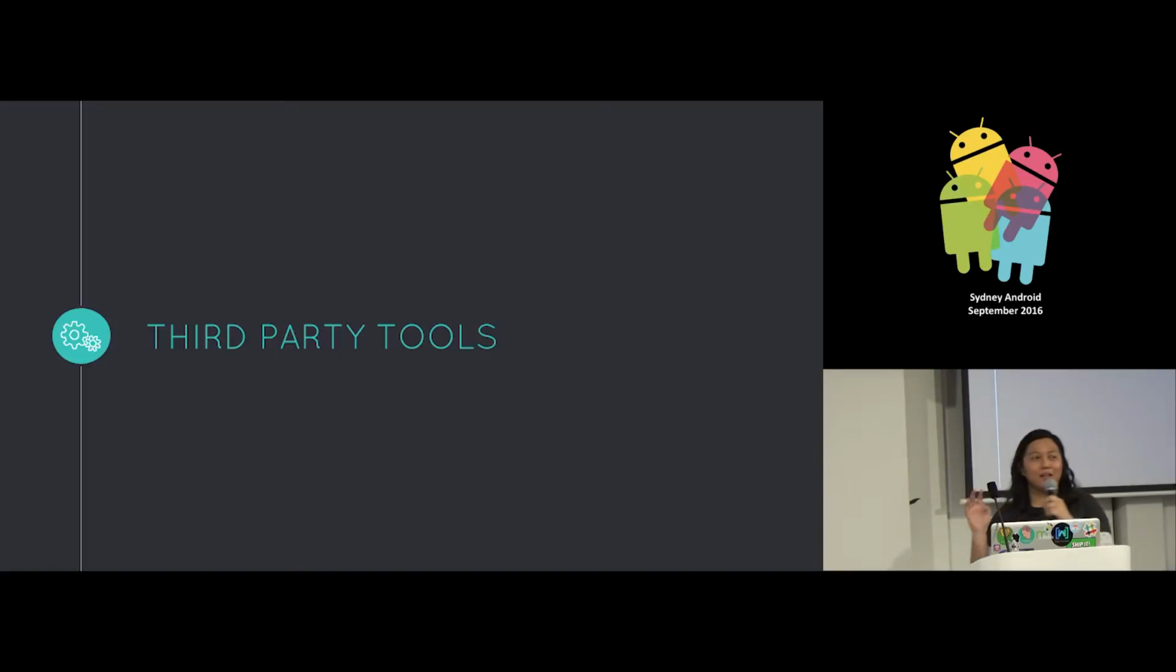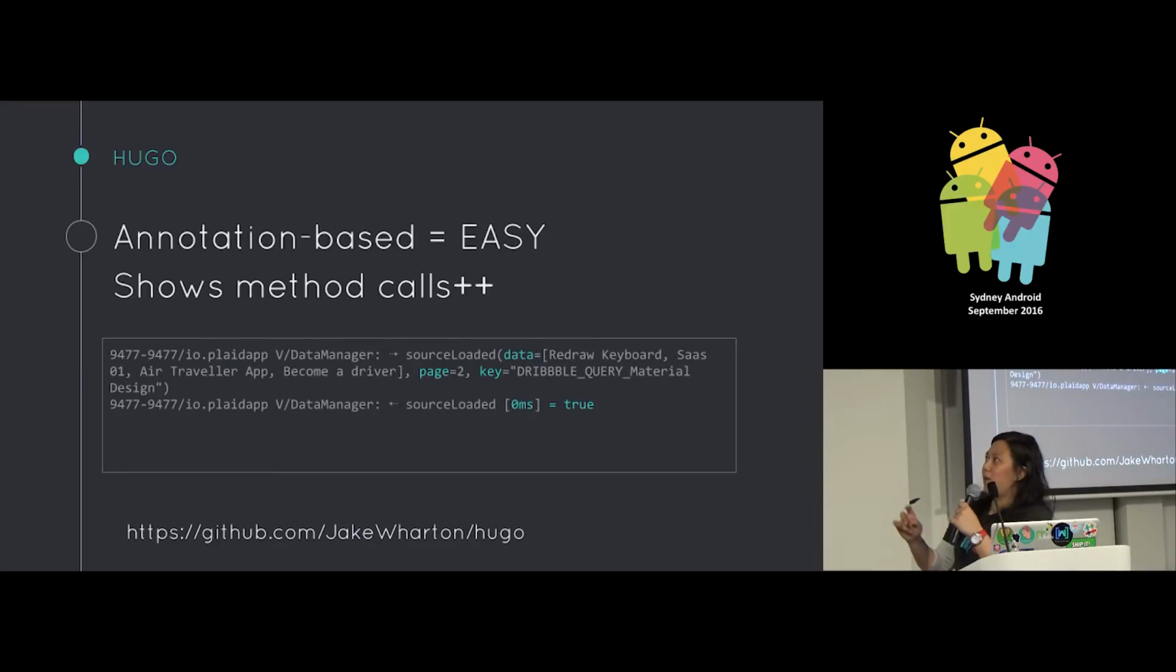So much for the built-in stuff in Studio. There are, of course, a lot of third-party tools available out there. So we'll go through some of them. The first one and the easiest to implement is Hugo. It's annotation-based, which means it's easy, and it shows you a lot of information when you call a method. I've highlighted here the stuff that it shows you. What are the input parameters? In this case, I have a method that takes in an array, an int, and a string. It shows you how long the method executed for, and if you have any return values, this is the return value. It's from the formidable Jake Wharton.